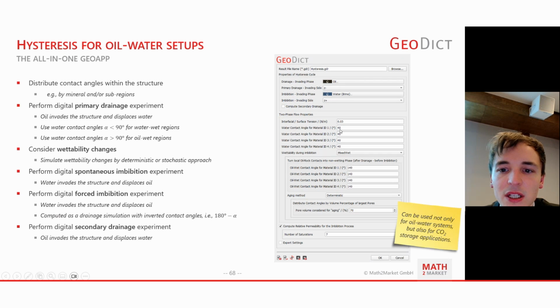You can choose the contact angles, but also in a mixed wet scenario, you can choose how the contact angles should be changed after your drainage. You can choose, as in the aging GeoApp, the aging method you're using after your drainage. And you can even compute the relative permeability for the imbibition process directly within that GeoDict environment. So in principle, this is the all-in-one solution if you want to compute relative permeability for your samples.